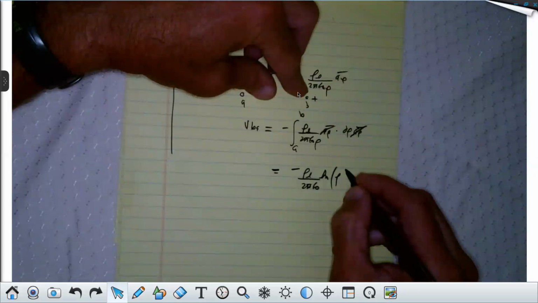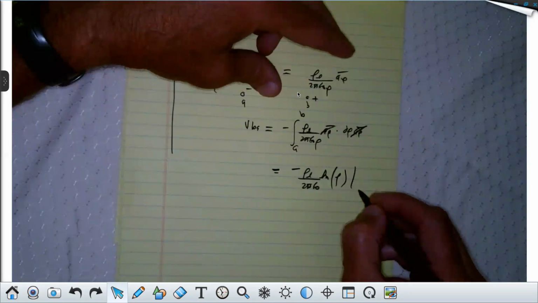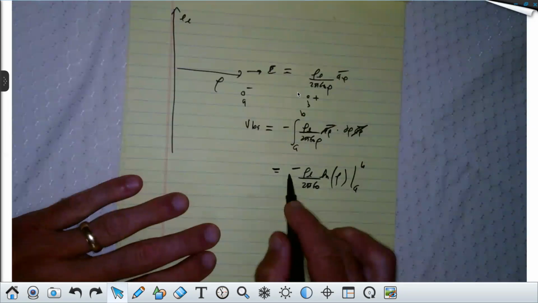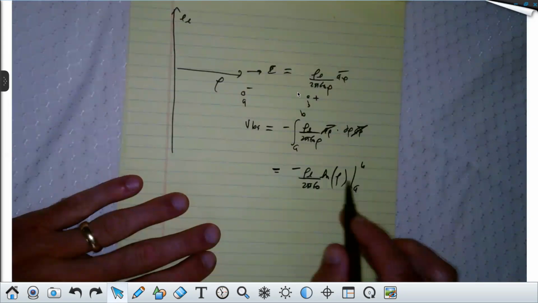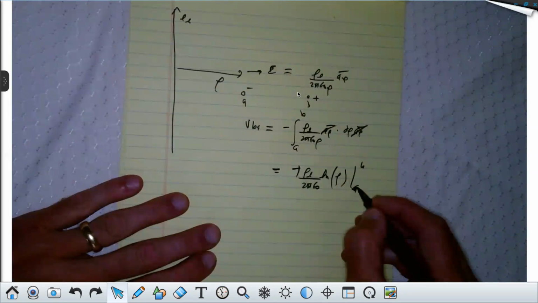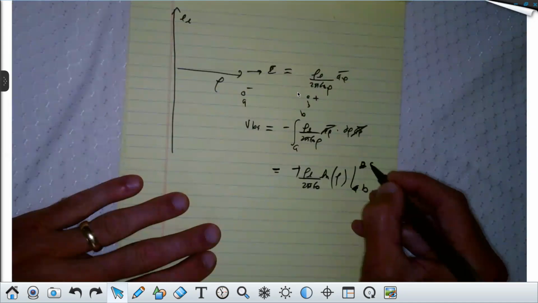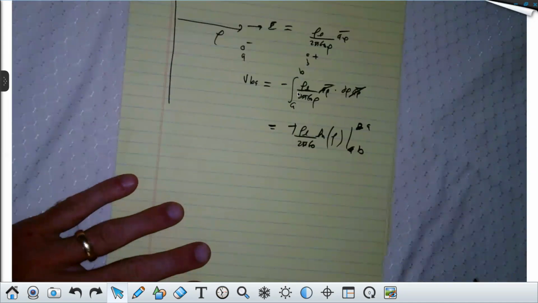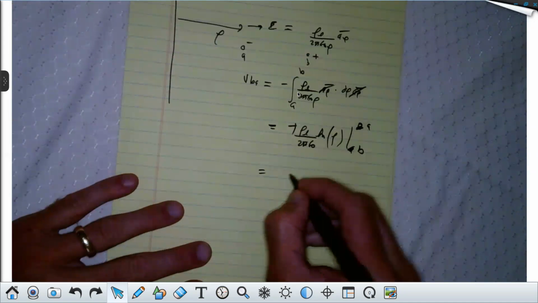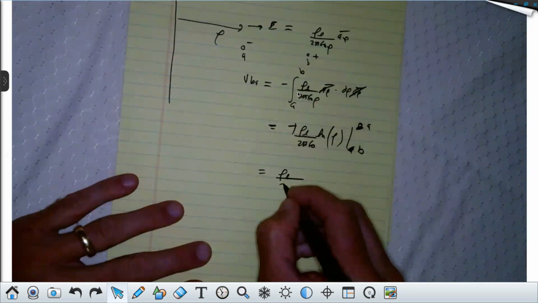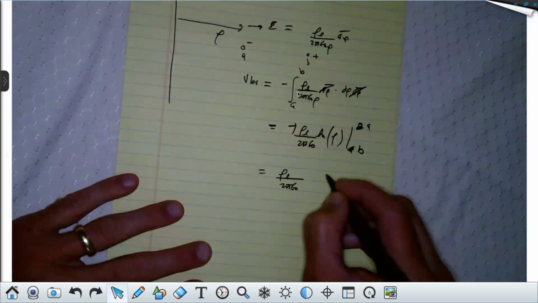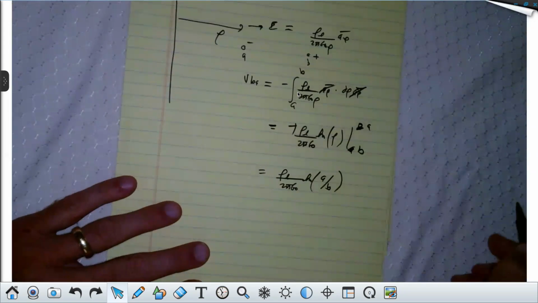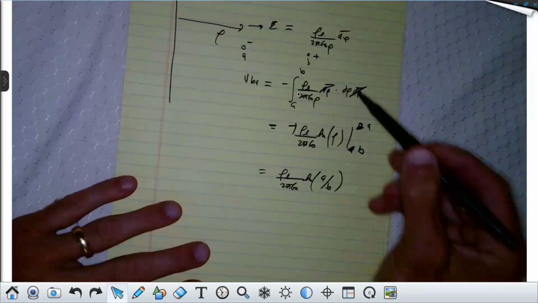of rho evaluated between A and B. And because it's a minus sign, what I can do is just switch these limits, make this B and make this A. Does everybody understand what I'm doing here? And that means this is going to be equal to rho L over 2 pi epsilon naught times the natural log of A over B. Now that's assuming I put the positive lead at B here.